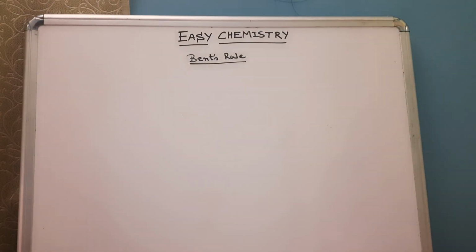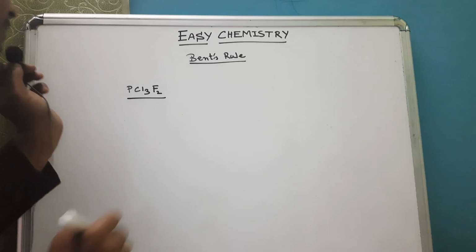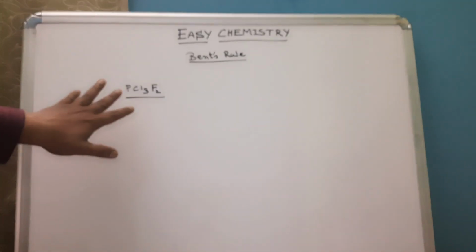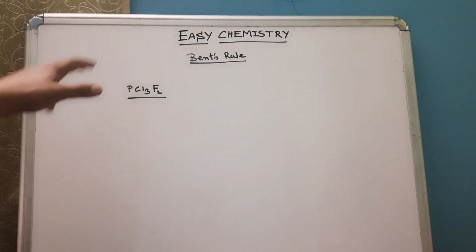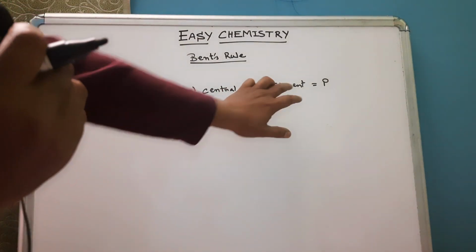So what is the structure of PCl3F2? Look, my dear students, there are two types of ligands, basically two types of substituents around the central element. What is the central element here? Phosphorus. Phosphorus is basically a non-metal, so this is the central element.